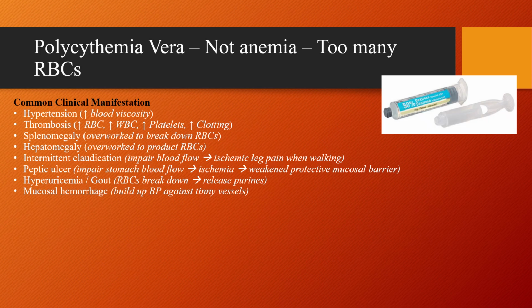So think of your blood vessels like little tiny straws. In PV, the blood gets too thick, like a milkshake instead of water. This thick blood moves slowly and it builds up pressure inside of the straw, especially in soft areas like your nose or gums. So if your pressure gets too high, the straw can pop and cause bleeding. That's why people with PV can get nosebleeds and gum bleeds.